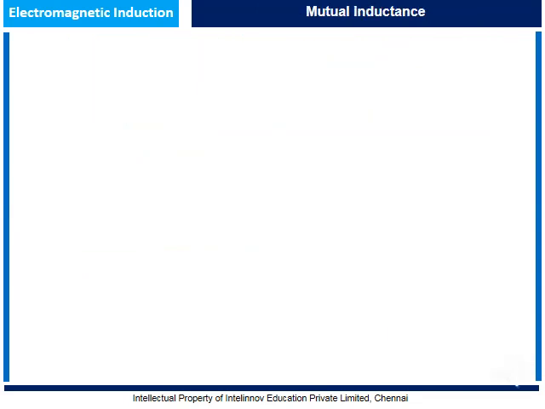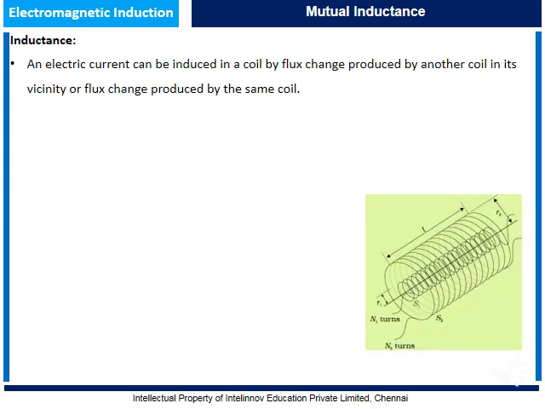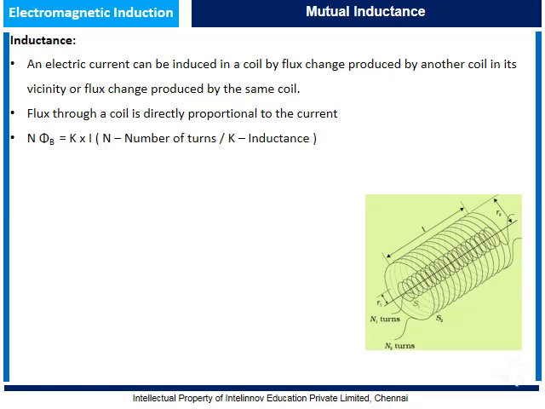Now let us understand inductance. This is very important from the examination point of view. An electric current can be induced in a coil by flux change produced by another coil in its vicinity, or by flux change produced by the same coil. Flux through a coil is directly proportional to the current. Inductance can be given by the general formula N Φ_B equal to K I, where K stands for inductance. There are two types of inductance. One is mutual inductance and the other is self-inductance.